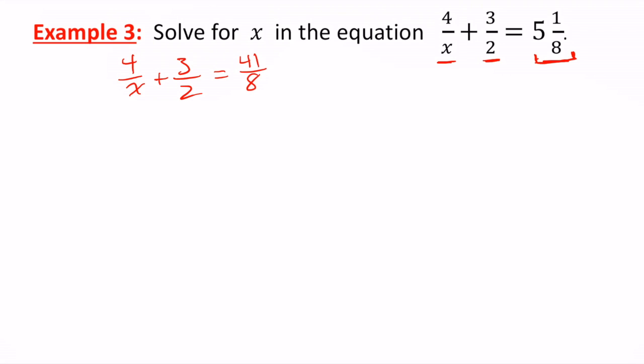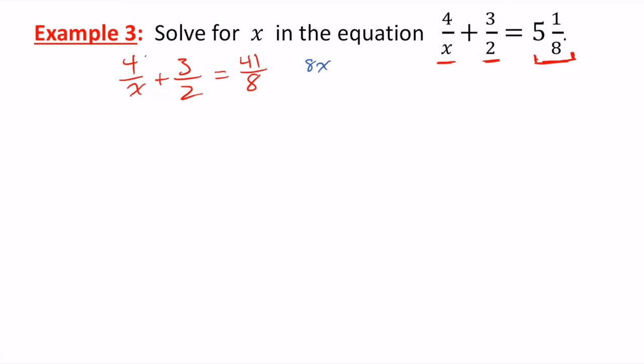So what would be the common denominator for x, 2, and 8? Well, the common denominator would actually be 8x. And I just know that I can get 2 to 8x by multiplying by 4x. I can get x to 8x by multiplying by 8. And 8 to 8x by multiplying by x. So I'll actually write that out so that we can physically see it.